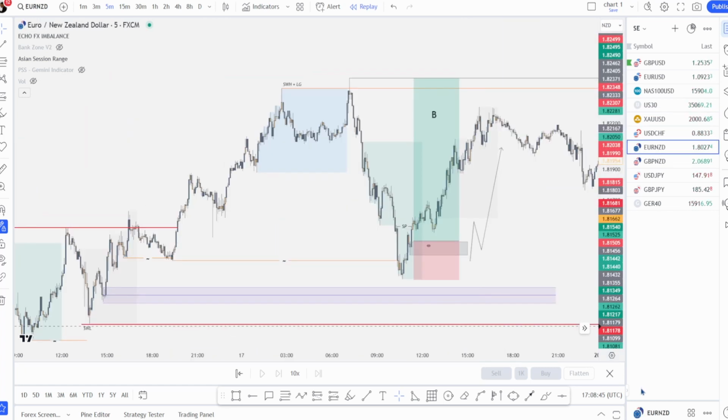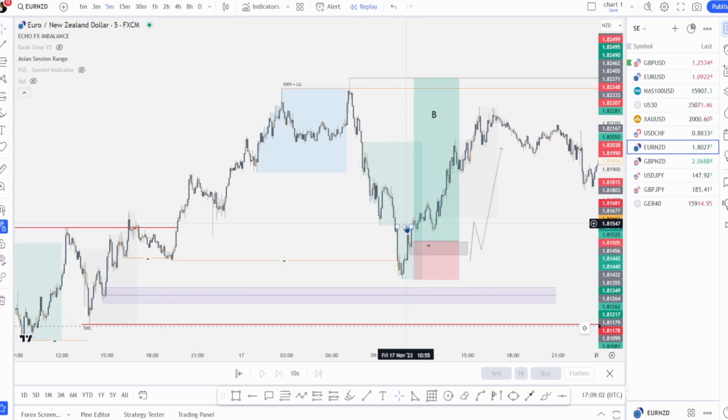Final example here for the B scenario. This actually happened on the 17th as well. So we had a pre-established swing high, we liquidated the swing high. You can see we have some lows within here. Again, we have market close, but we have a true low of liquidity, which is right here.